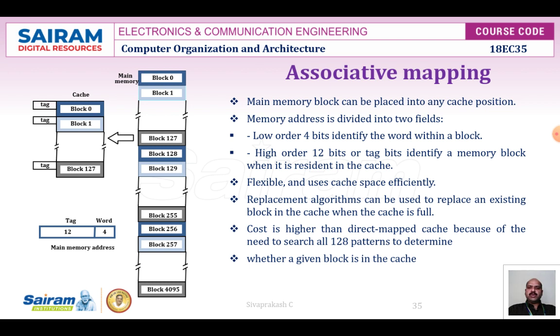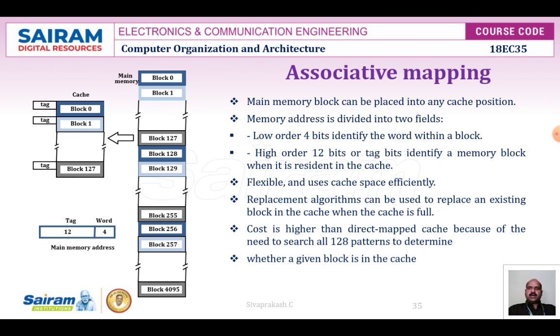So here, if you're going to see the example shown over here, the memory block can be placed into any block of cache block position. The 12 bits tag bit will identify a memory block when it is going to be resolved in the cache. The tag bits of an address received from the processor are compared to the tag bits of each block of the cache. This comparison is done to see if the desired block is present or not. It gives a complete freedom in choosing the cache location.